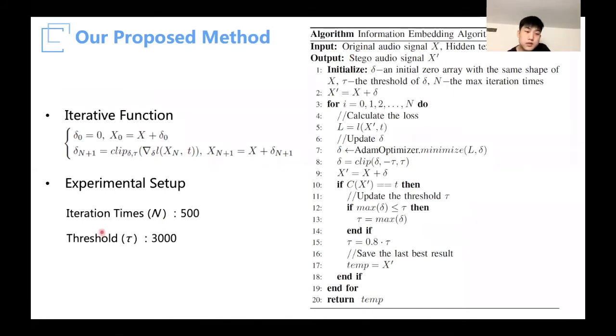And this is the experimental setup. The iteration times n we set to be 500, and the threshold tau is set to be 3,000.